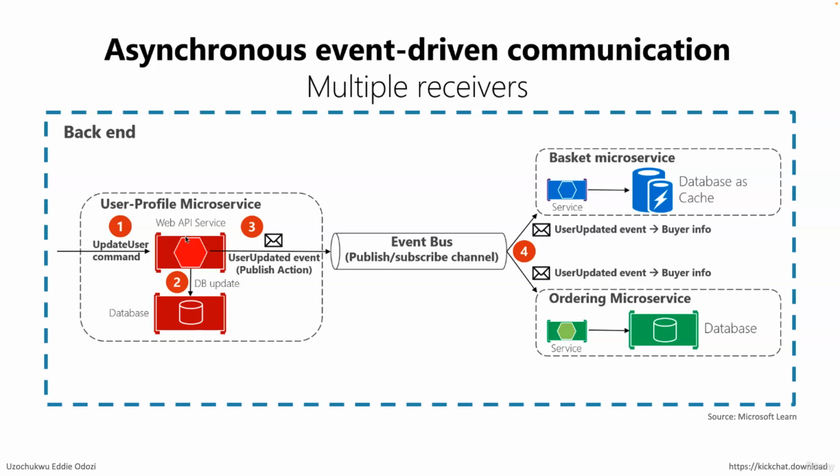This involves one service publishing an event via an event bus or a message queue, and then all the services that are listening for that event will get the data. So it involves the publish subscribe pattern. The asynchronous event-driven communication involves the publish subscribe pattern. As you can see from the diagram, the user service publishes an event via the event bus, and the basket microservice and the ordering microservice that are listening for that particular event get the data sent via the event. So we are going to use this asynchronous communication as well.